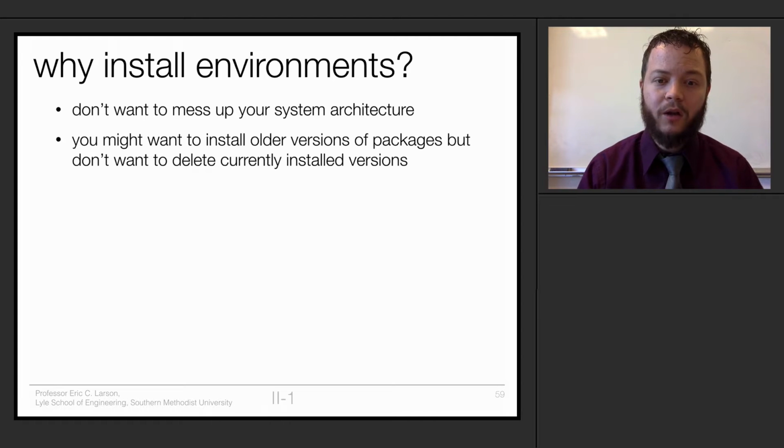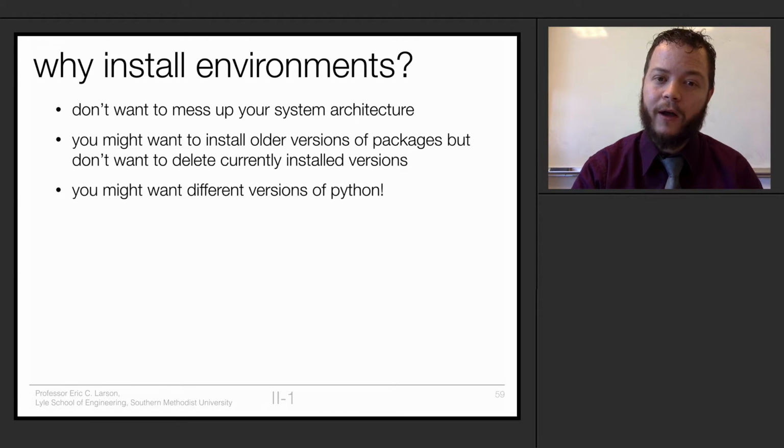Also, you might want to install older versions so that you can actually check whether some of the code that you wrote might be backwards compatible, or there might be only a Python package that's available for Python 2, in which case you'll want to have a separate Python 2 environment. It's a very, very common reason to have it, right? You're wanting the different versions of Python.